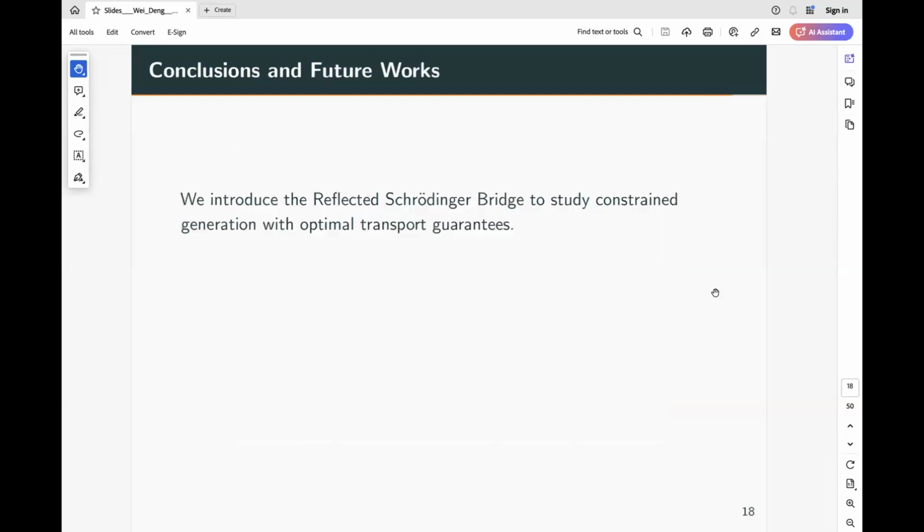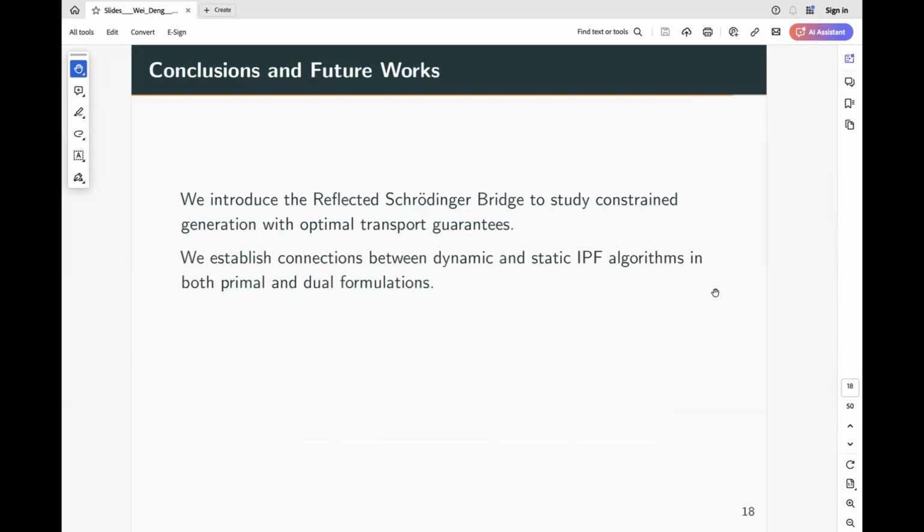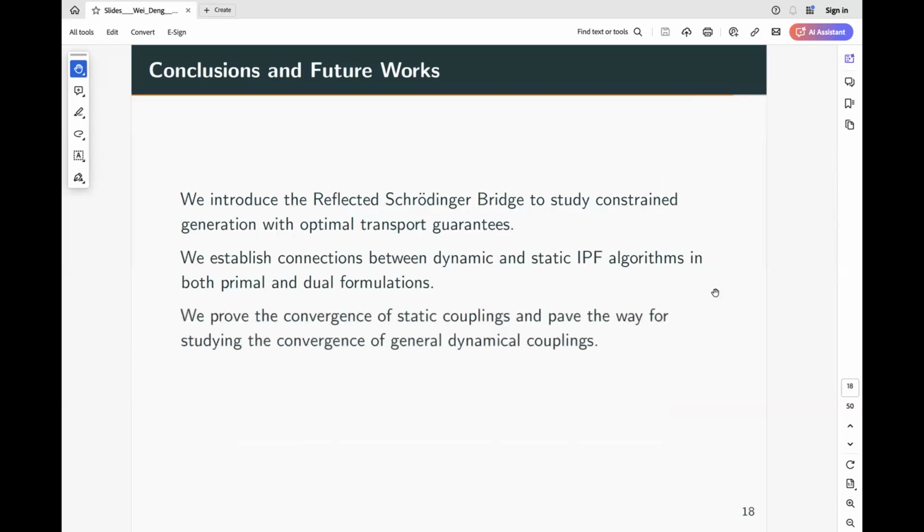So to summarize, we introduced the reflected Schrödinger bridge to study constrained generation with optimal transport properties. And we established connections between dynamic Schrödinger bridge and static Schrödinger bridge, in terms of both primal and dual formulations. We proved the convergence of the static couplings and paved the way for studying the convergence of general dynamic couplings.